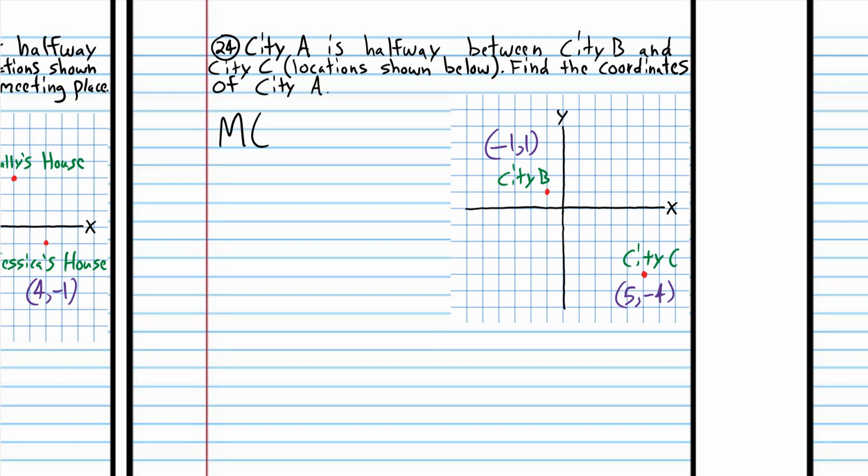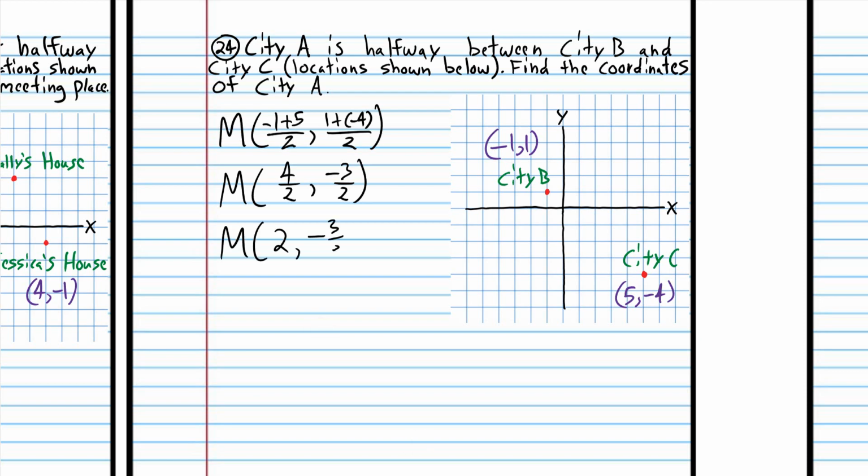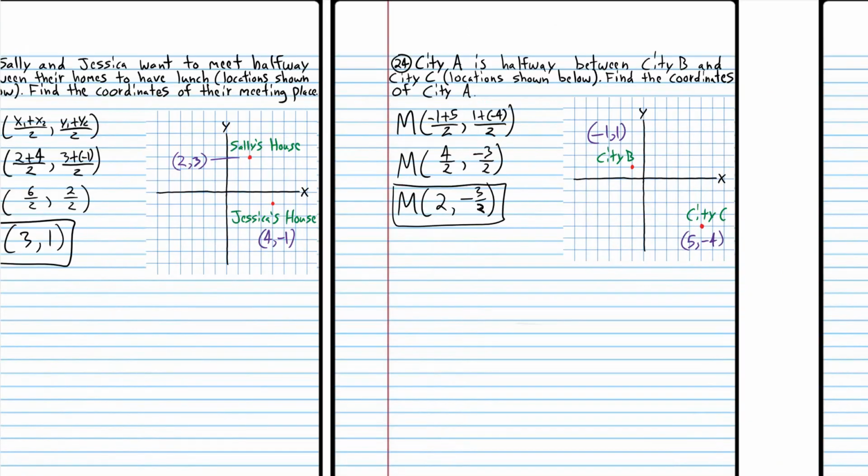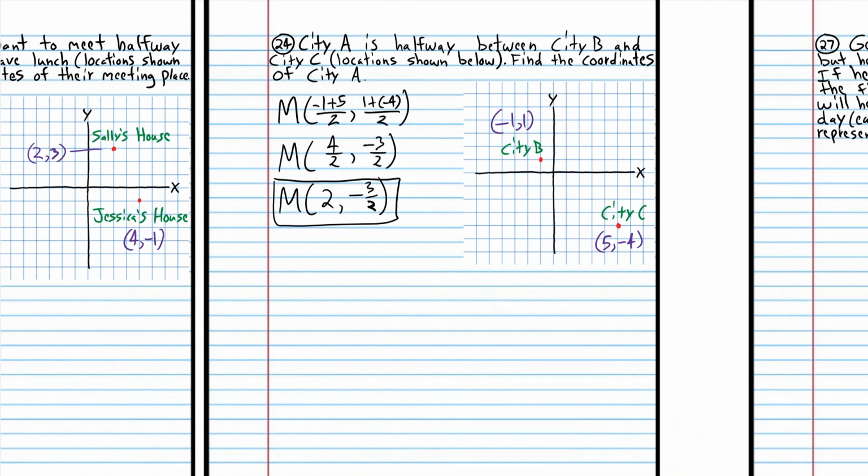That would be -1 plus 5 over 2, and 1 plus -4 over 2. And we have 4 over 2, and 1 plus -4 is -3. And we have 2, -3/2, and there you go. So if you got that answer, good job. That's the location of city A.